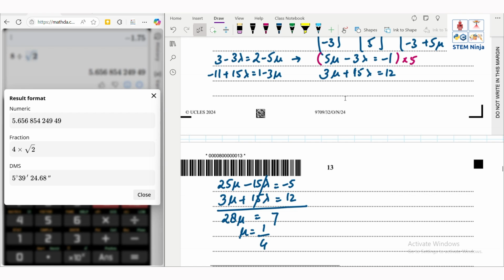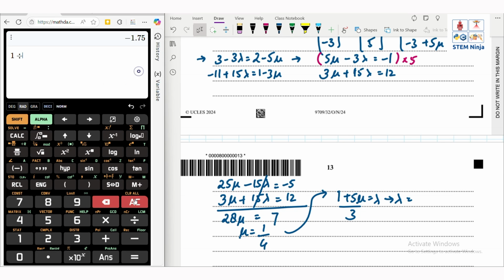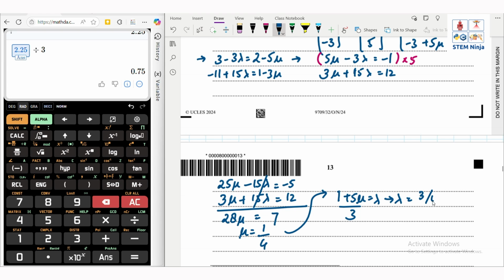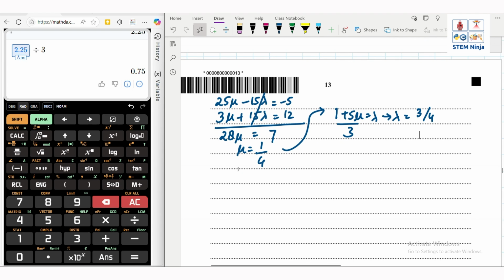Now we need to figure out the other one. For the other one, we can use this one. 3 minus 2, 1 plus 5 mu, divided by 3 would be lambda. So lambda would be 1 plus 5 over 4, and the answer divided by 3 is 3 by 4. Right, okay. So we just need to use one of these basically.